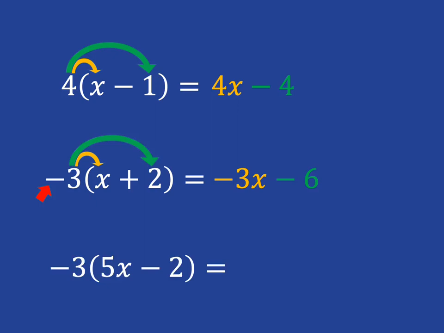One last example. Here again, we've got a minus 3 outside the bracket, and it's got to multiply with each and every term inside the bracket. Again, I'm going to put a little warning sign for myself, so I remember that that minus needs to multiply in with everything. Minus 3 times 5x is minus 15x. And minus 3 times minus 2, negative times negative gives me positive, so it is plus 6.